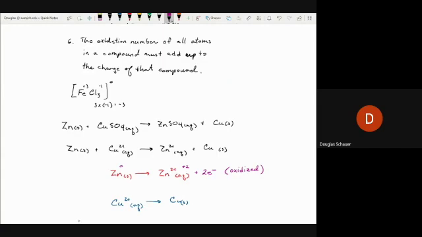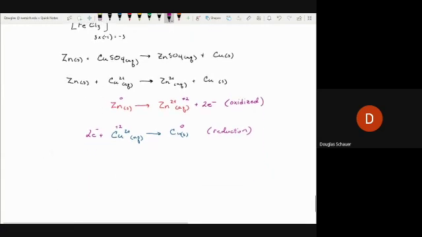Okay, so copper with a 2 plus charge has an oxidation number of +2. Copper in its elemental form is 0. Okay, so clearly the copper is gaining electrons to become neutral, so that's going to require us to put the electrons on the reactant side, and therefore this is a reduction. Okay, so we can say that zinc is being oxidized, copper is being reduced.